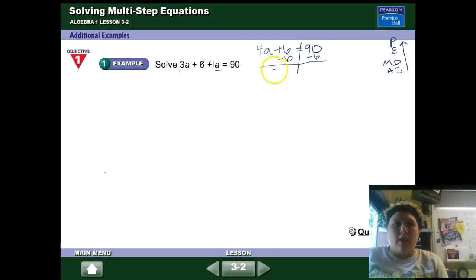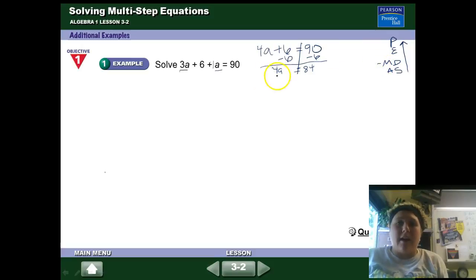That's going to give me 4a. Really, 6 minus 6 is 0, but I don't even need to write plus 0 here. I can just leave that. And 90 minus 6 is going to give me 84. So now, any more adding, subtracting? Nope. So what do I do next?